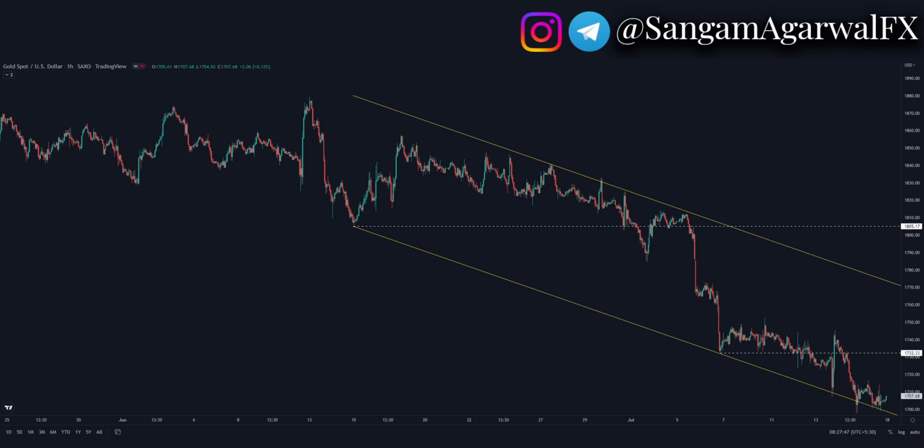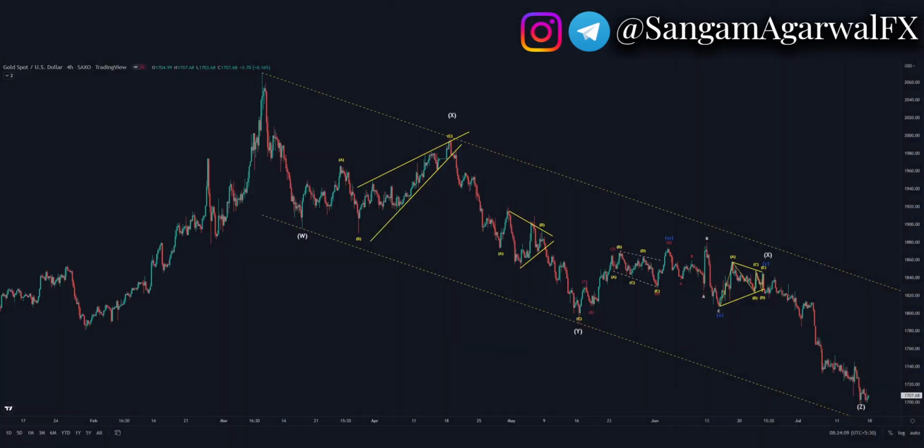And if we go to the H1 time frame, then these two are our resistance: first 1732, then next 1805. On H1 we also have a parallel channel. Both the upper and lower trend lines have been tested multiple times. So this is our chart pattern, and if we go back to the H4 time frame, we have this wave count.